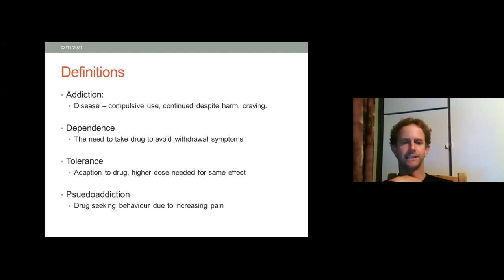Tolerance is different in that it's where your body's adapting to the drug, and so you're needing higher doses for the same effect. Pseudo addiction is drug-seeking behavior, but due to increased pain, and this can often happen in palliative care patients as their cancer's progressing. And one of the worst things is when these patients get put down to being difficult or drug seeking because they're addicted to their morphine rather than actually trying to help them.